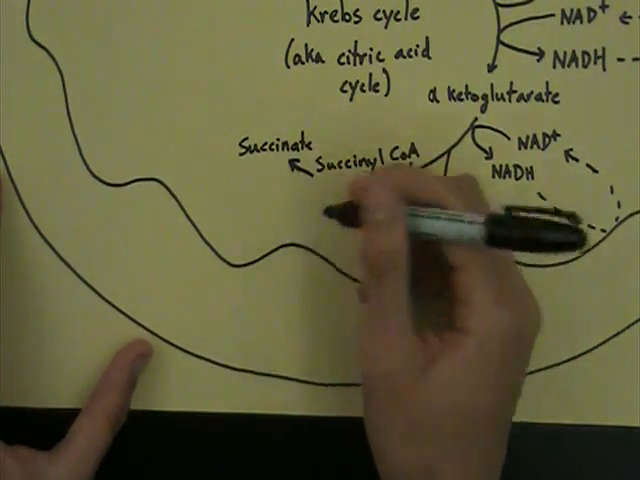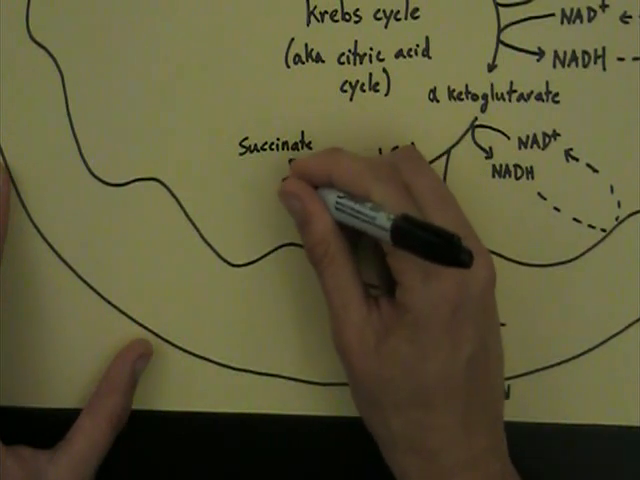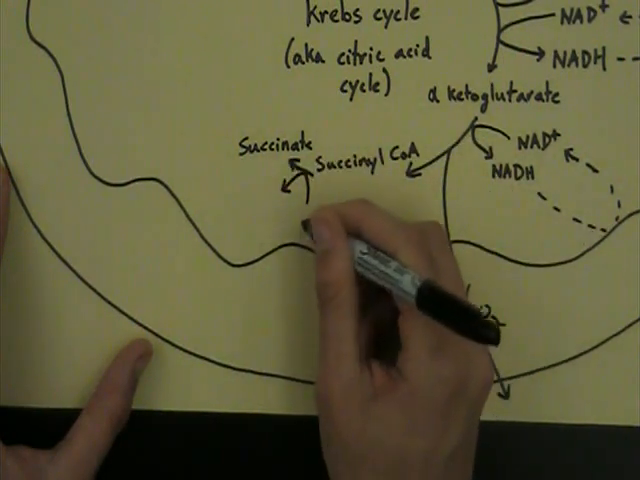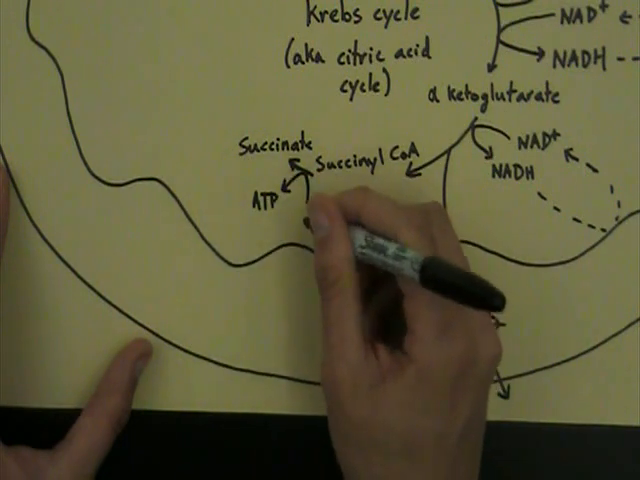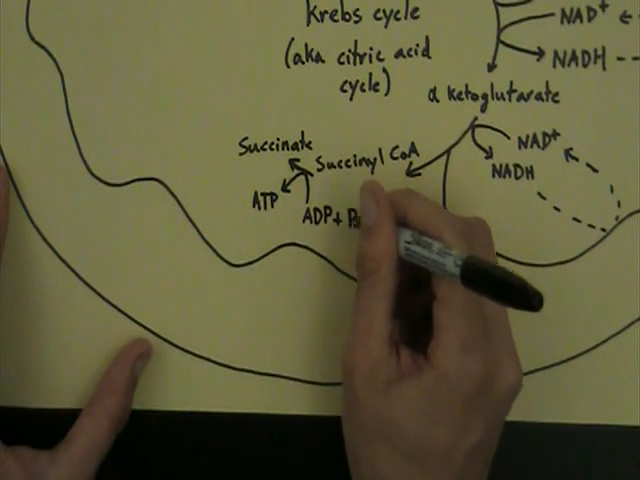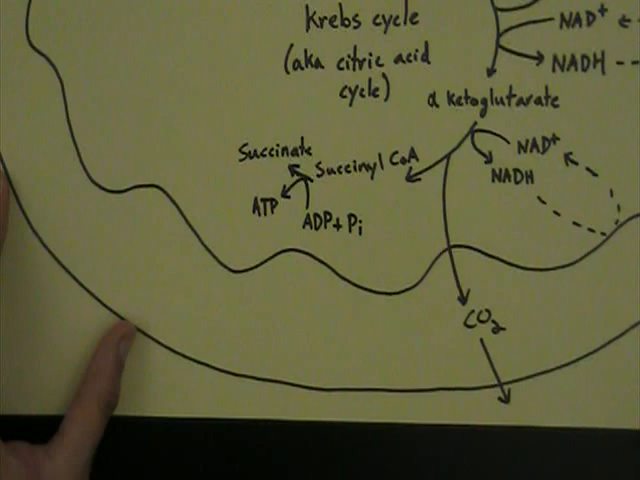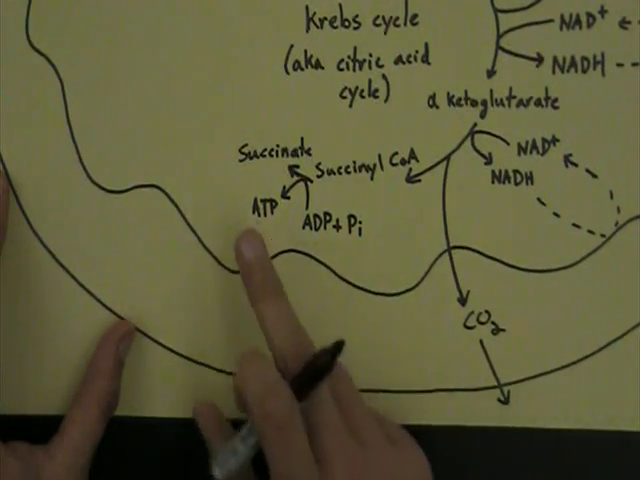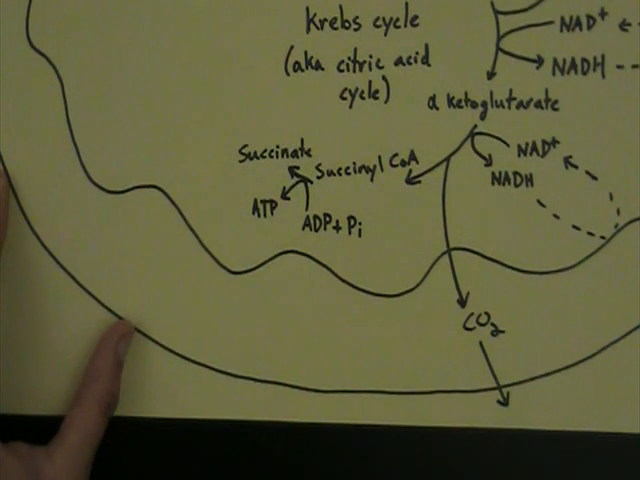And more, well no, this is not more. This is the first time this has happened. A molecule of ATP is produced from ADP and an inorganic phosphate ion. So just a small amount of ATP. This is 1 per pyruvate, so that's 2 per glucose molecule.